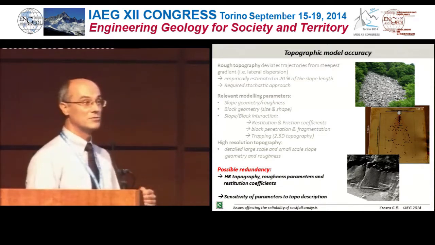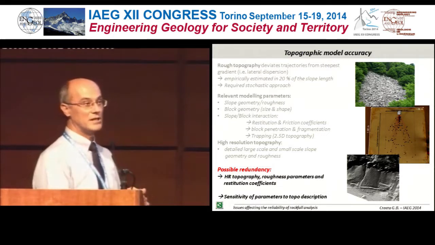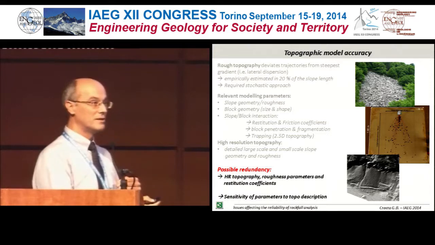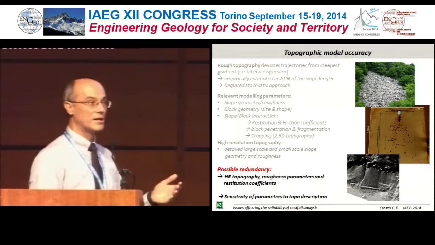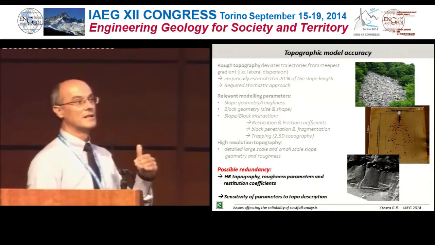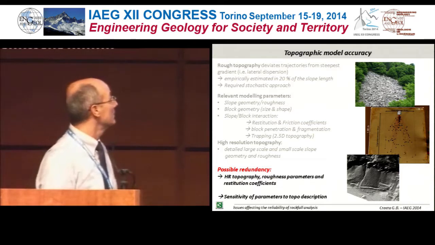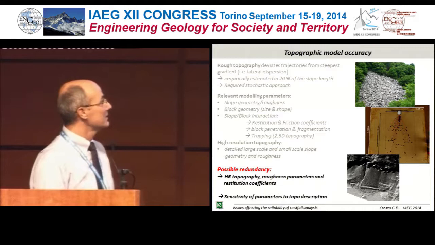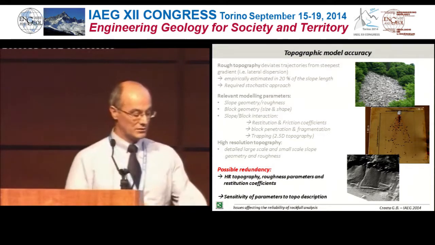So we are playing with restitution coefficient, but changing topography, we are changing the final result. So at that point, the restitution coefficient or some of the physical parameters that we are using are no more reliable. They are scale and topography dependent. And so we should be careful about that. There is a strong sensitivity of the parameter to the topographic description that we are choosing.